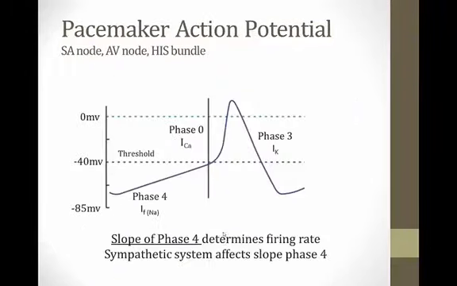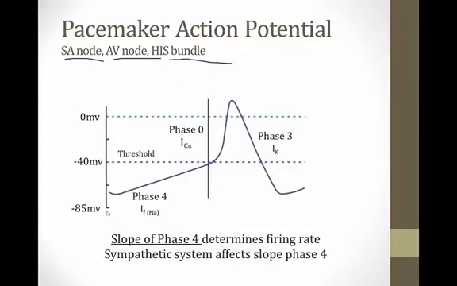Now let's talk about the pacemaker action potential. So the action potential I showed you on the previous slide was for a myocyte in the atria or the ventricle. The cells in the SA node, the AV node, the His bundle, and even the bundle branches and the Purkinje fibers all follow a different process for depolarization and repolarization.